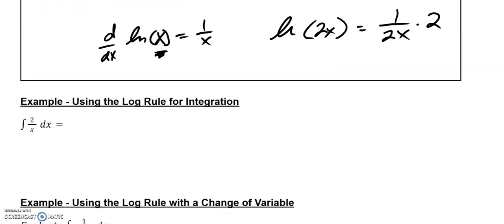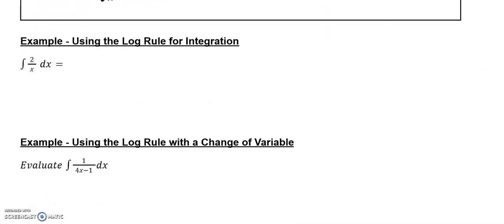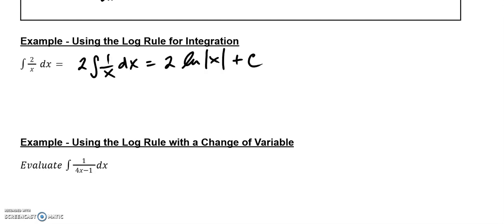All right, so let's try an example. Go ahead and try this one, the integral of 2 over x dx. Try this one on your own and then come back and see how you did. Okay, so you should get 2 natural log of the absolute value of x plus c.